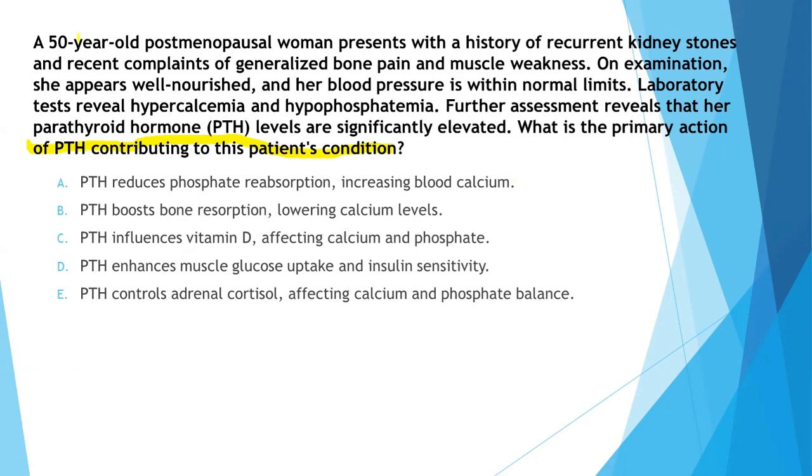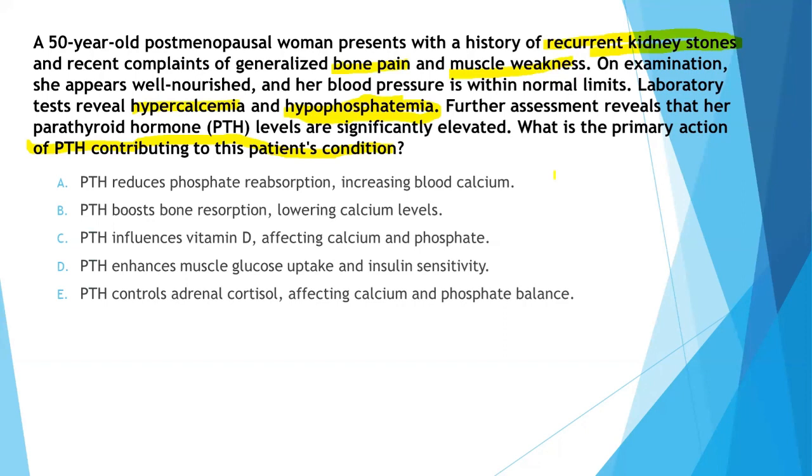Okay, so a 50-year-old postmenopausal woman presents with a history of recurrent kidney stones and recent complaints of generalized bone pain and muscle weakness. On examination, she appears well nourished and her blood pressure is normal. Lab tests reveal hypercalcemia and hypophosphatemia. One concept that you need to remember for the rest of your lives is that whenever calcium comes in, phosphate has to go out, to maintain the level of the calcium.